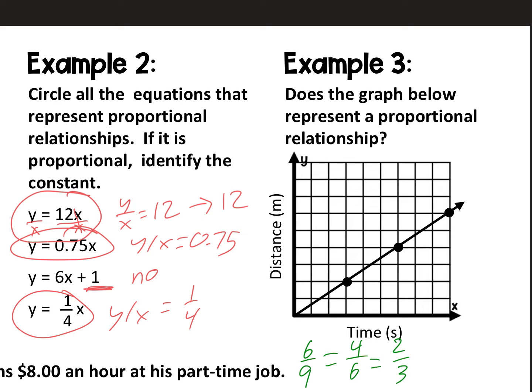Now, we also need to check one more thing. This point here, 0, 0, passing through the origin. So remember how we can write the equation y equals the constant times x? So in this case, y equals 2 over 3 times x. That means that when x is 0, y also has to be 0. So this is a proportional relationship. All proportional relationships are straight lines passing through the origin, 0, 0.